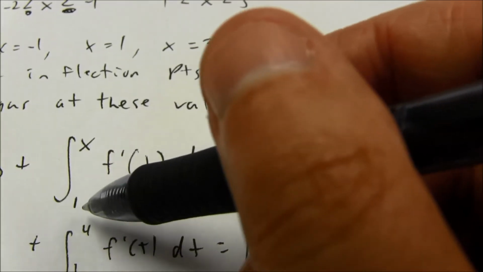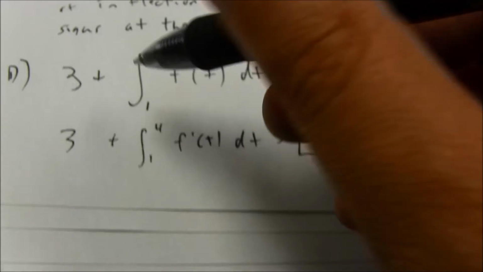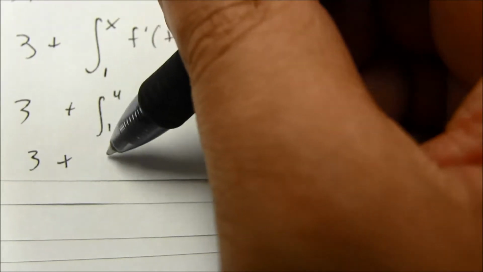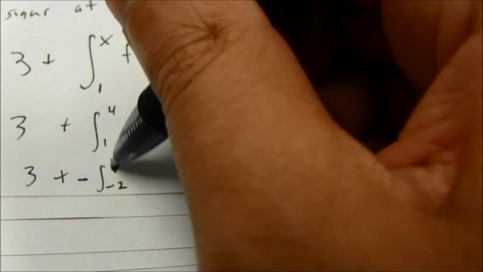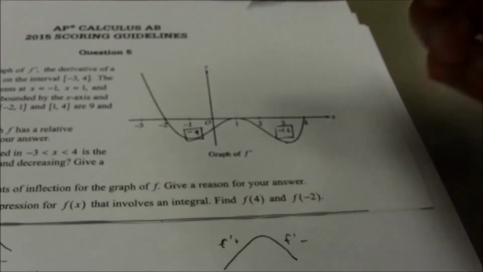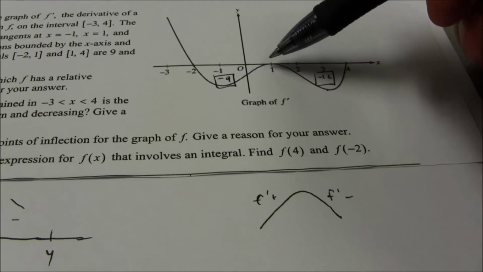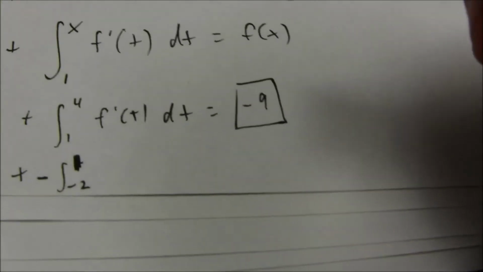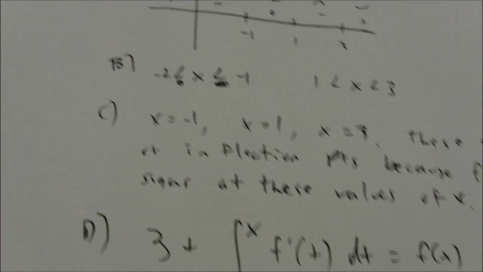Now that's going to be going from 1 to -2. That's going backwards. So I'm going to switch the bounds. I'm going to have it go from -2 to 1. Sorry, that's a 1 there. And I'm going to change the sign to negative. So the integral from -2 to 1 is -9, but we're taking the opposite there. So minus a -9 ends up being a plus, and we get a value of 12.